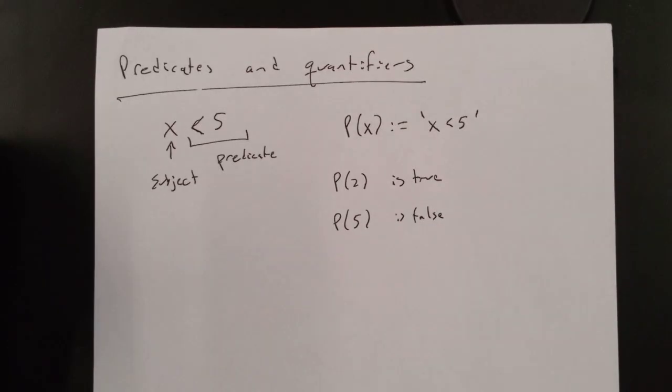So P of 2 is a true sentence. 2 is less than 5. P of 5 is false, because 5 isn't less than 5. It's less than or equal to, but I didn't say that. So now I have truth values based on my assignment of the variable X.